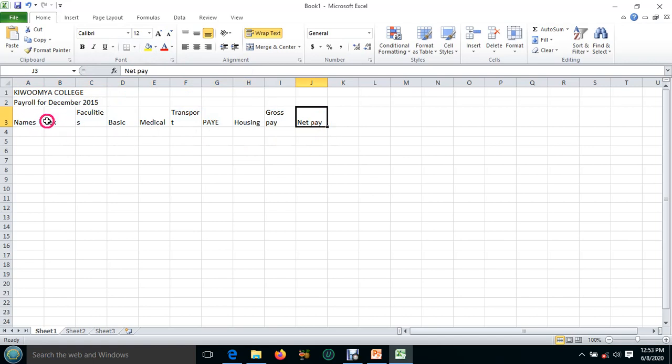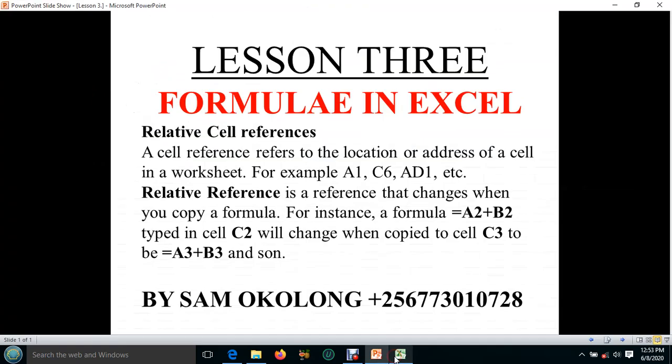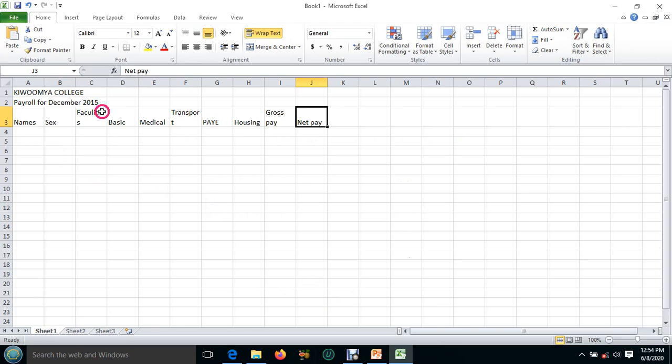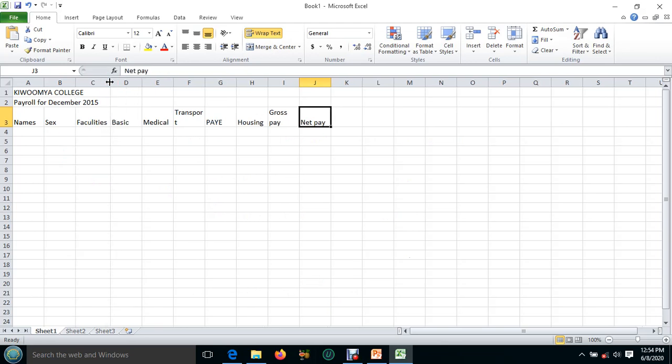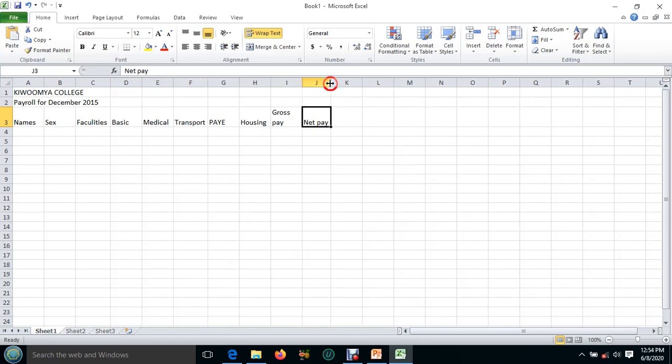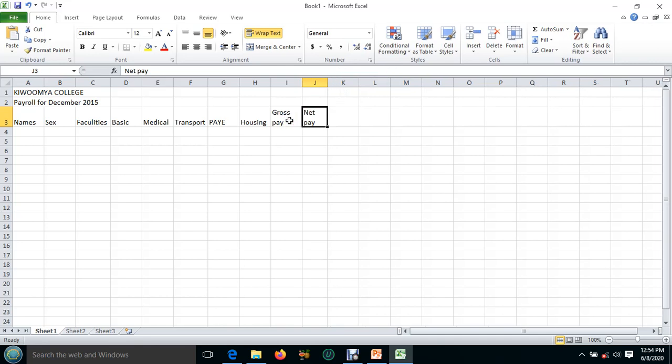Now when you come back to our table, these ones, if at all they have forced themselves to be in 2 lines, that's when you try to expand the cell such that it's only these ones which are on 2 lines. So like faculties, extend a bit, transport, extend a bit, then net pay you can reduce a bit. So you can see we have come up with our table.